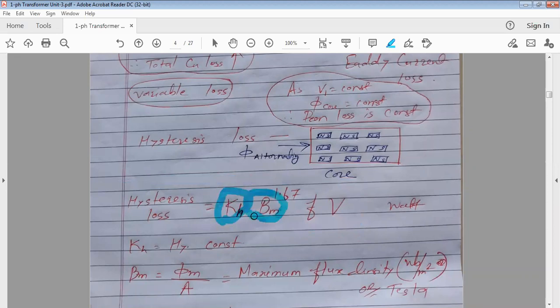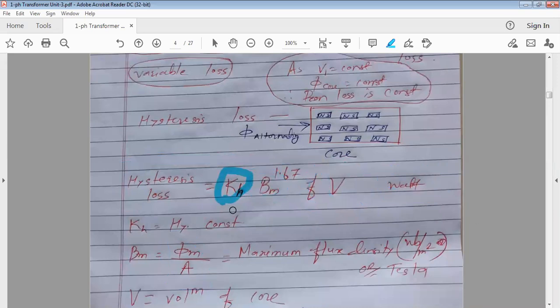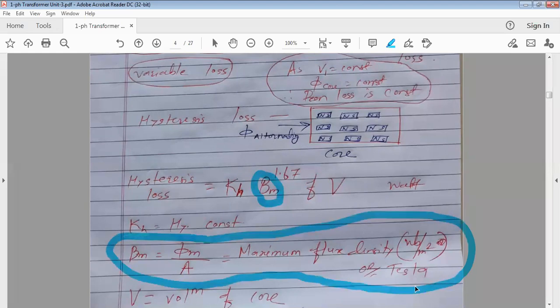This is the maximum flux density, flux per unit area, in Weber per meter square or Tesla. The frequency is the same as that of the supply frequency, and V here is the volume of core. The unit for this formula is watt. It's the hysteresis loss in watt. Now, if you observe this formula, KH is a constant from material to material, some constant value for every material. B, what we have seen, flux density in the core, is it constant or changing?